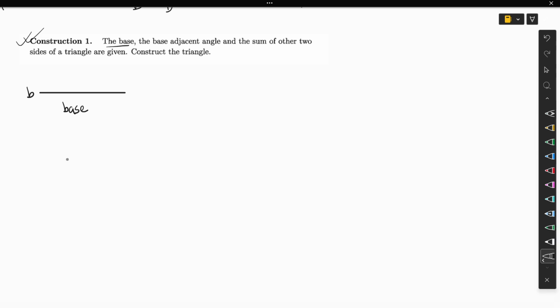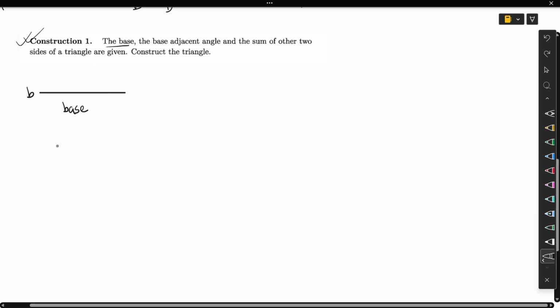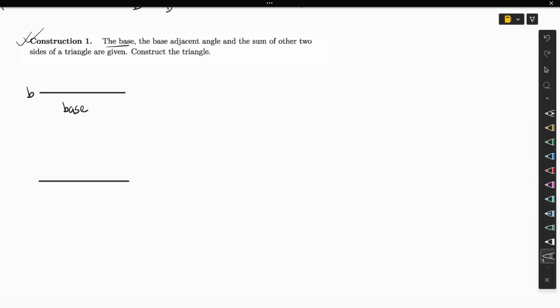The adjacent angle, the base adjacent angle. So what does it mean by base adjacent angle? When an angle is with the base, then it is called the base adjacent angle. So let's say this is a base adjacent angle, this is x.